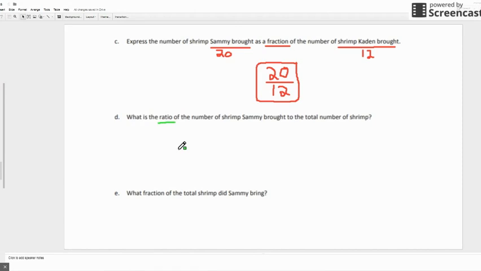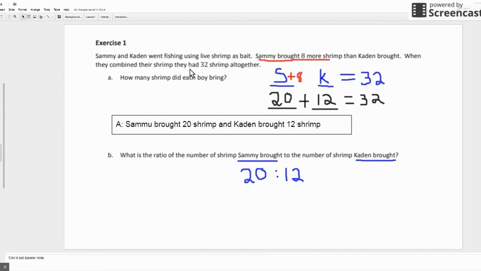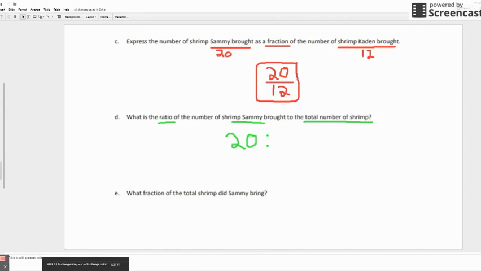What is the ratio? So now we're going to create a ratio again of number of shrimp Sammy brought to the total number of shrimp. Okay, so here we go. That's a little bit different. We're still creating a ratio, but Sammy still comes first, so the 20 would come first. We can use the word "to", or we could use a colon. Let's use a colon. But now instead of comparing it to Caden's 12, we're comparing it to the total. Now, if we remember from before, we can add these two together. We can look back. The total number of shrimp that were brought here was 32. So that would be the other number going with the ratio. The total number of shrimp is 32. So there you go. There is the information they gave us written as a ratio.